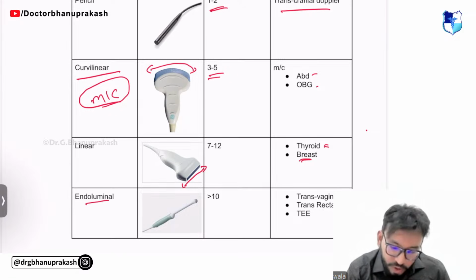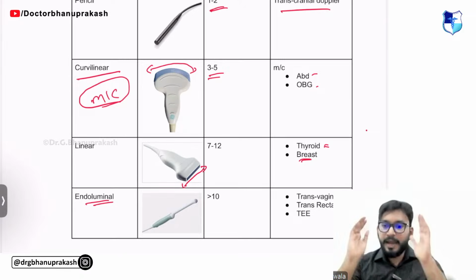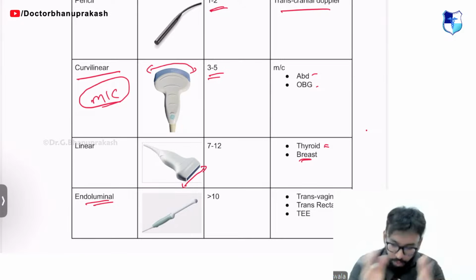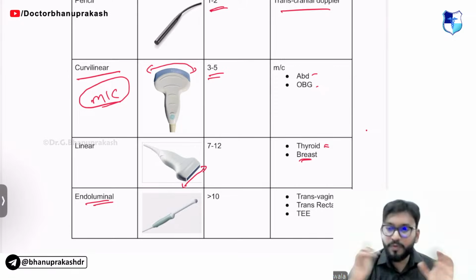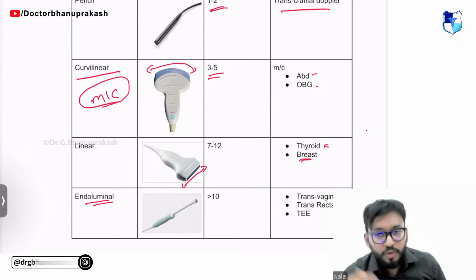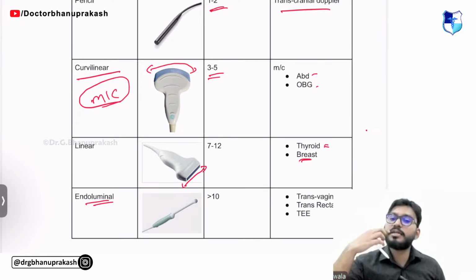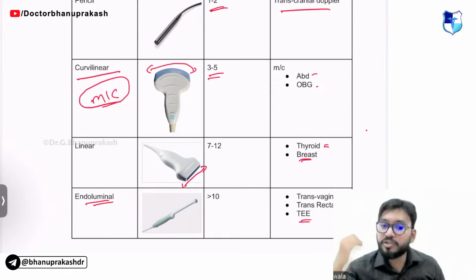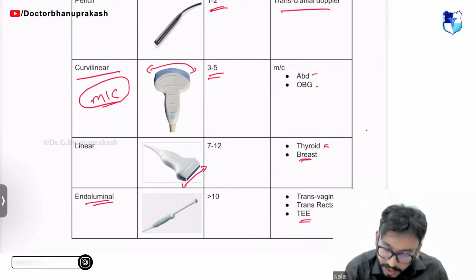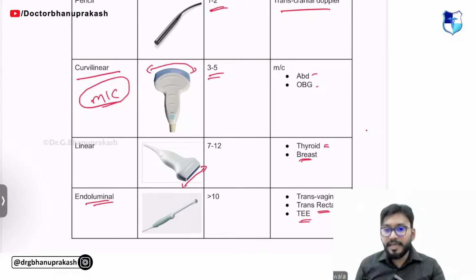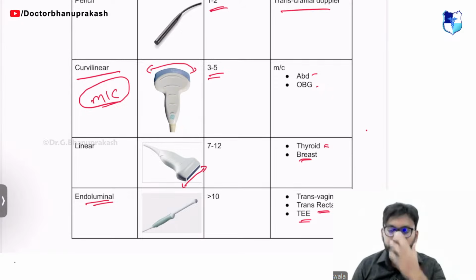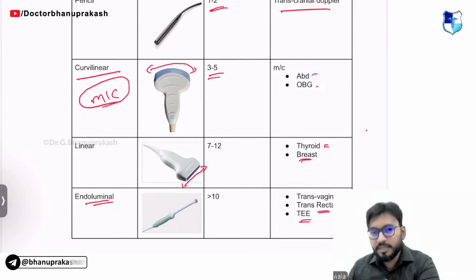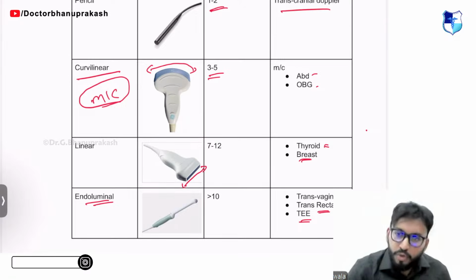And the last one is an endoluminal probe, guys. Endo means inside or within. Luminal means a lumen. So within a lumen, we put a probe. That is endoluminal probe. So what are the lumens, guys? Esophagus, oral cavity. Transesophageal echo. Transrectal, in prostate cancer, we do a TRUS-guided biopsy. That is transrectal ultrasound-guided biopsy. There we use an endoluminal probe.